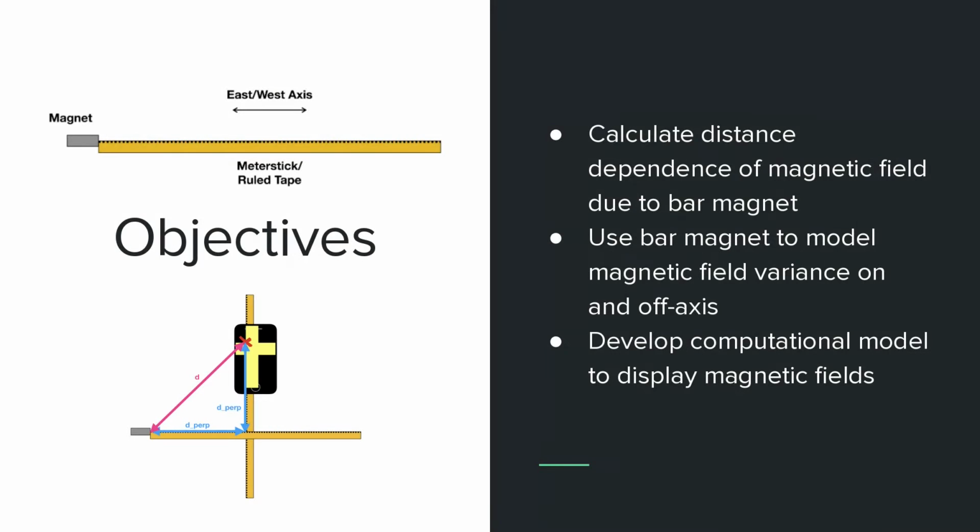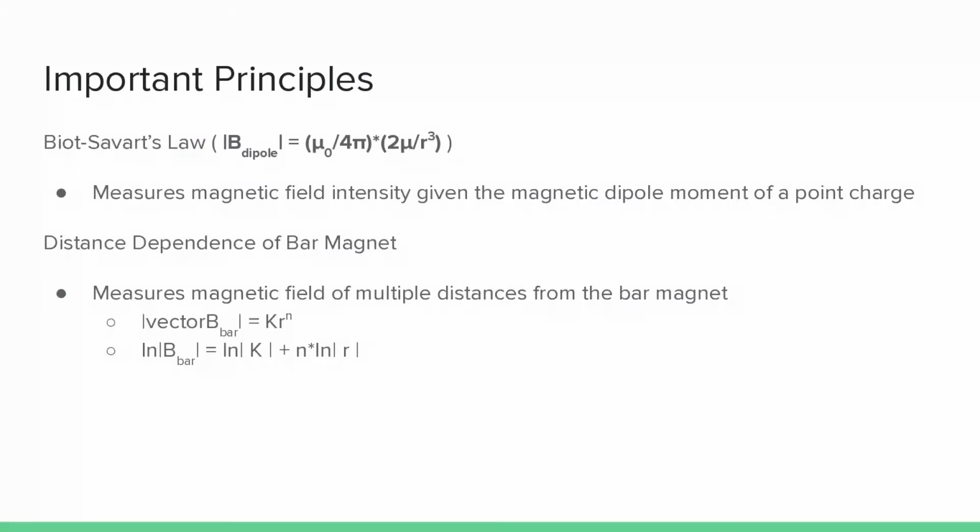To do this, we devised a model as seen on the bottom left to detect magnetic field variance on and off axis. Afterward, we want to develop a computational model that illustrates the forces at play from our input. Biot-Savart's law measures the intensity of a magnetic field given the magnetic dipole moment, in the case of this experiment, of a point charge. Next is the equation that measures the distance dependence of a bar magnet, which calculates the strength of a magnetic field when provided with a distance, and vice versa.